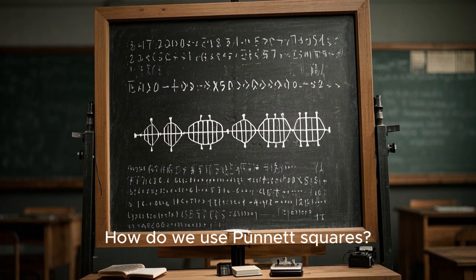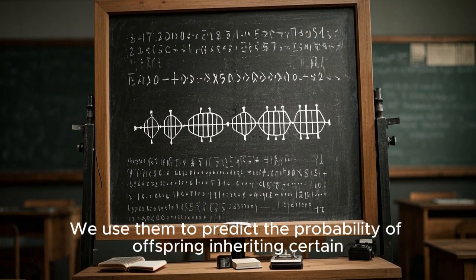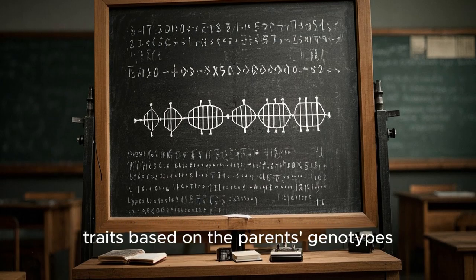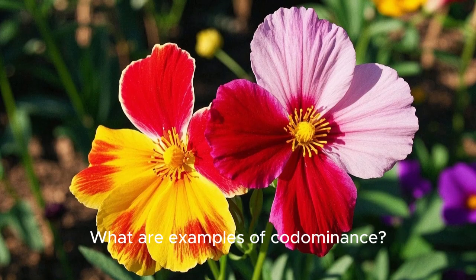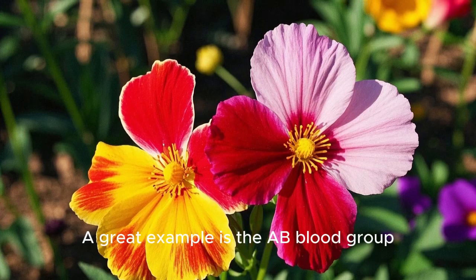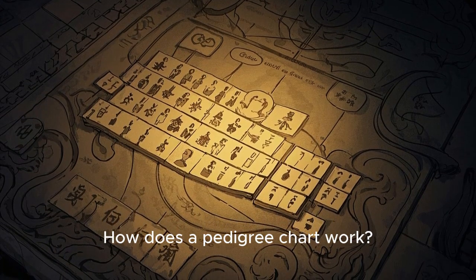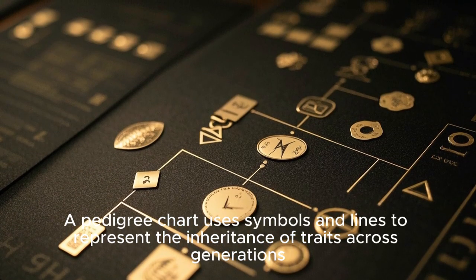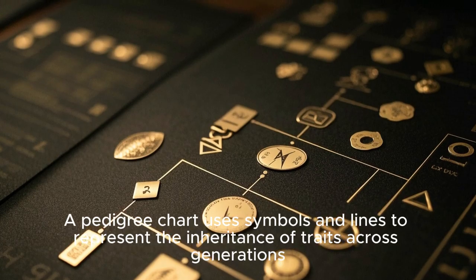How do we use Punnett squares? We use them to predict the probability of offspring inheriting certain traits based on the parents' genes. What is an example of codominance? Codominance is when both alleles are expressed. A great example is the AB blood group. How does a pedigree chart work? A pedigree chart uses symbols and lines to represent the inheritance of traits across generations.